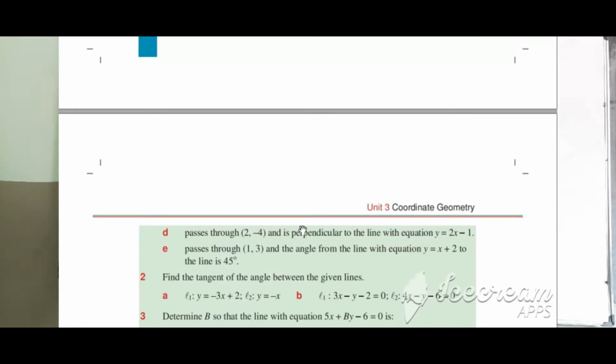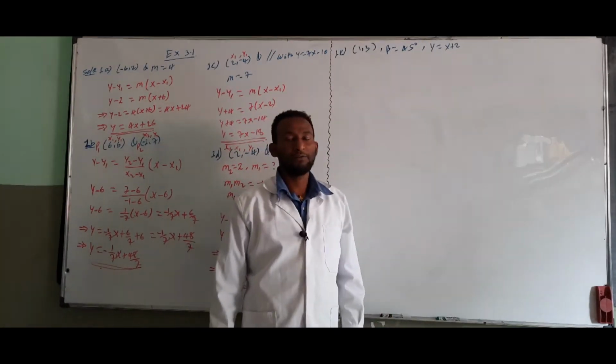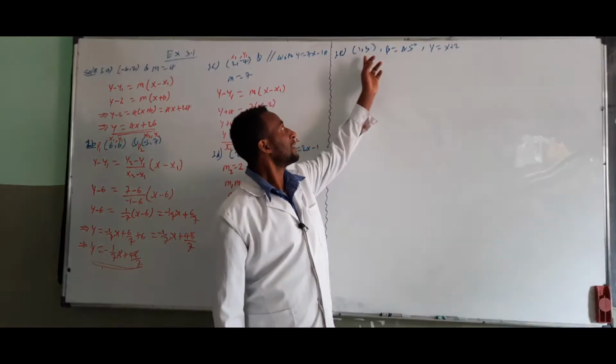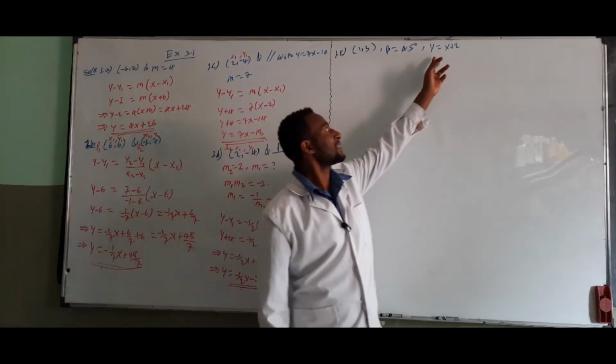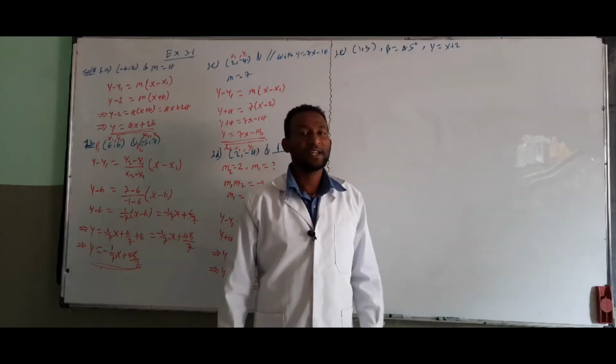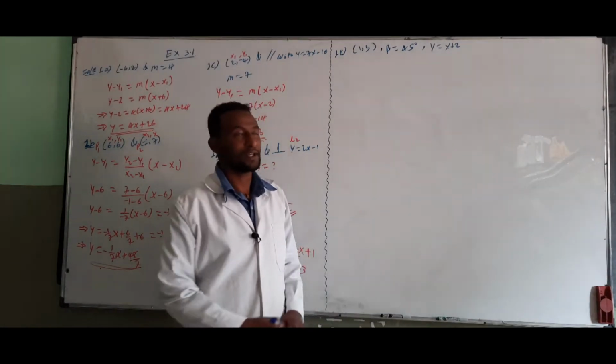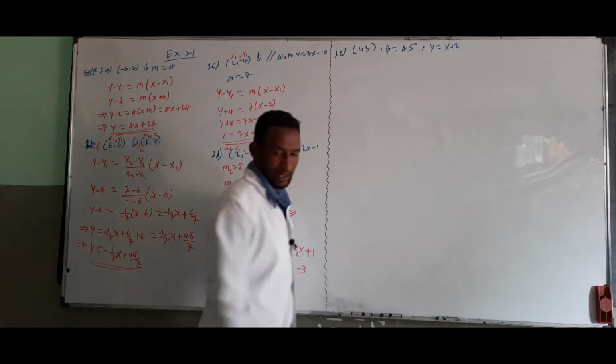Find the equation of the line that passes through (1, 3) and the angle from the line with equation y is equal to x plus 2 to the line is 45 degrees. The angle between the line that passes through (1, 3) and the line y is equal to x plus 2 is 45 degrees. Then we have to find the equation of the line that passes through (1, 3). Then let us see the solution.